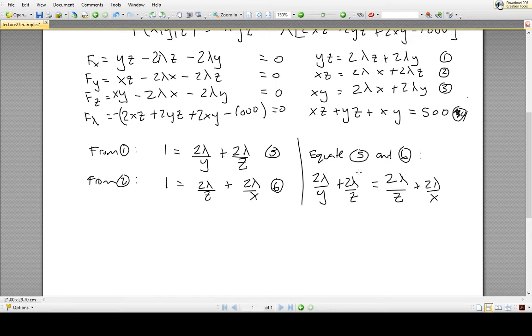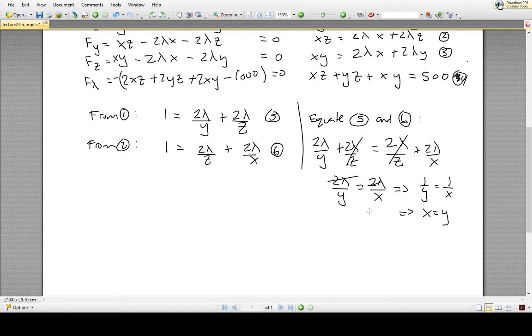And I see here on the left-hand side I have a 2 lambda over z and a 2 lambda over z. So I'm left with 2 lambda over y is equal to 2 lambda over x. Of course, I can cancel both sides with the 2 lambda. And what I'm left with is that 1 over y is 1 over x, which means x is equal to y. Okay, so know that x is equal to y.